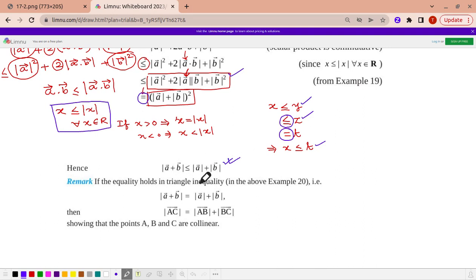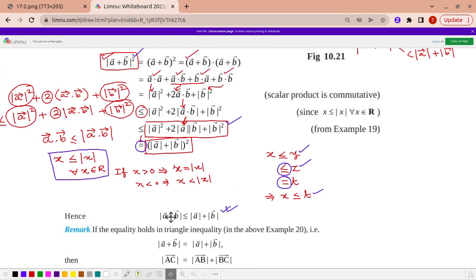We are taking the positive square root of both the sides. Positive square root of both the sides means what, dear students? So let me write it down here. We see that mod of A plus B whole square is less than or equal to mod A plus mod B. Today my digital board is not working properly, so that's why there is a little disturbance in the writing. So from here we can conclude that mod of A plus B is less than or equal to mod A plus mod B.